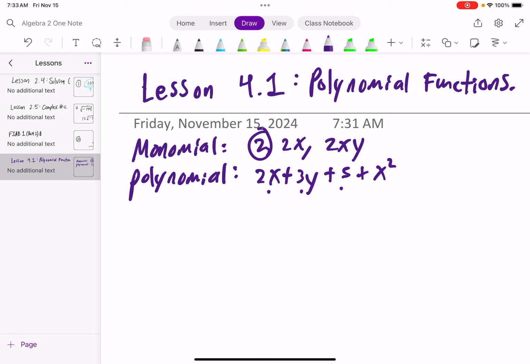So polynomials are something where multiple terms are either added or subtracted. Okay?